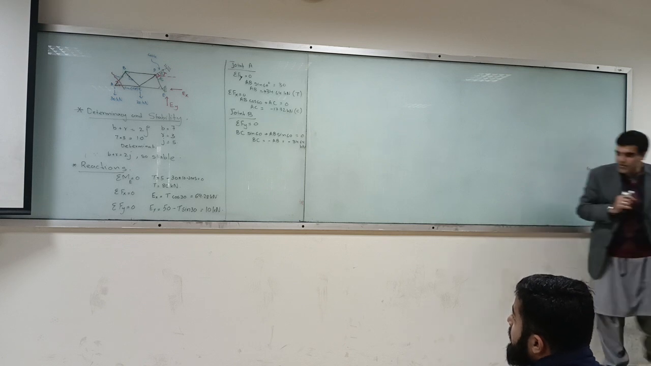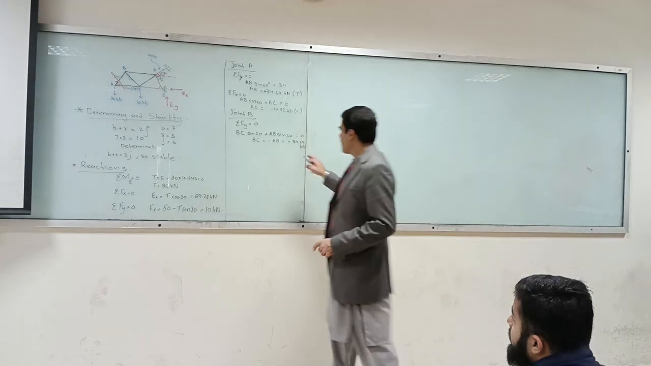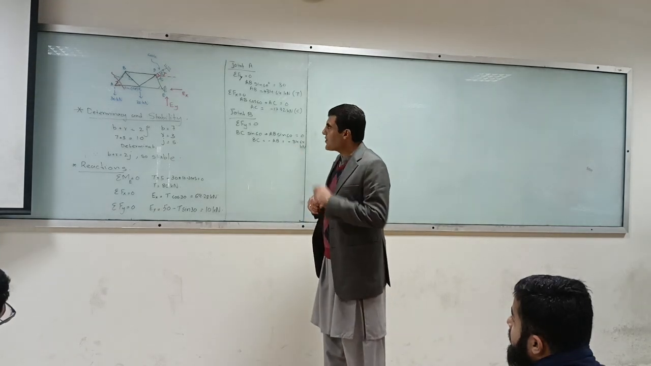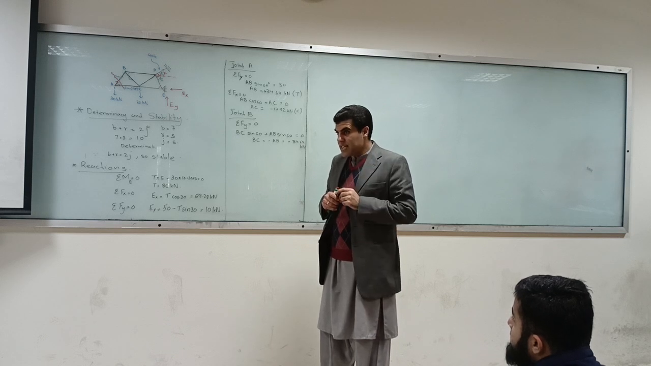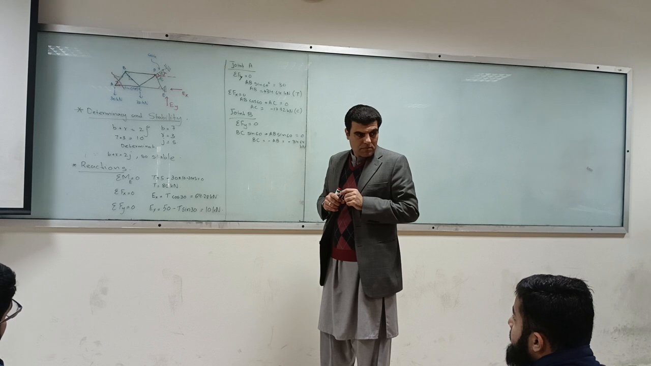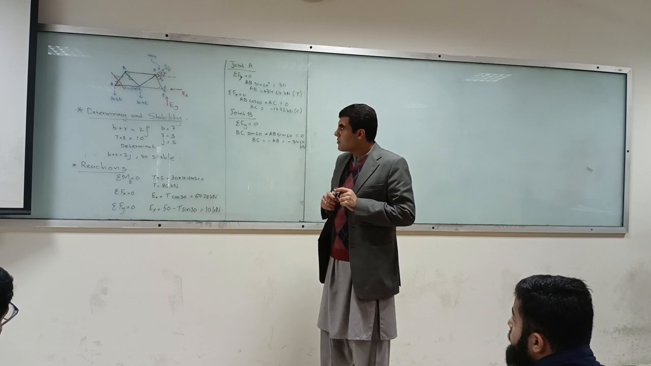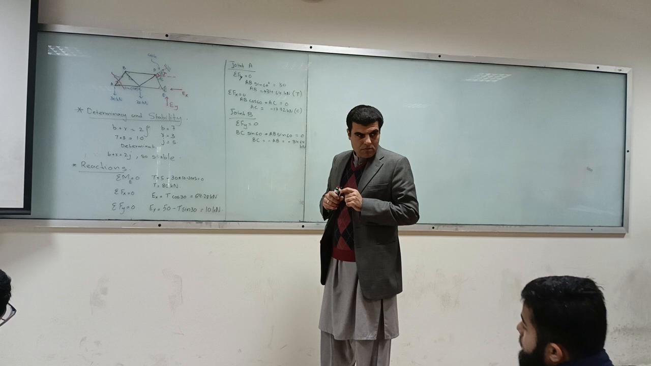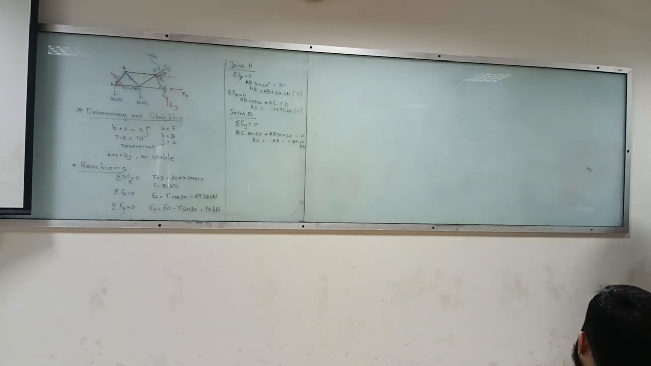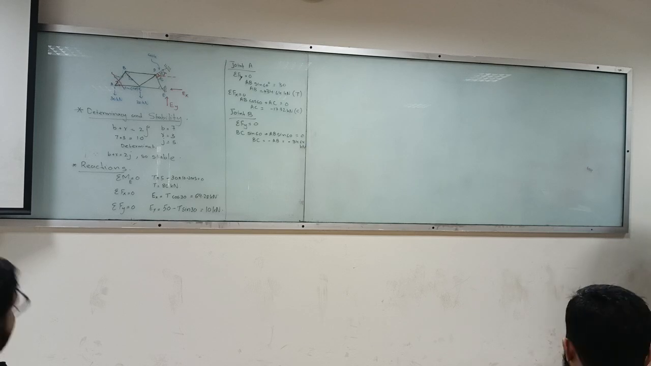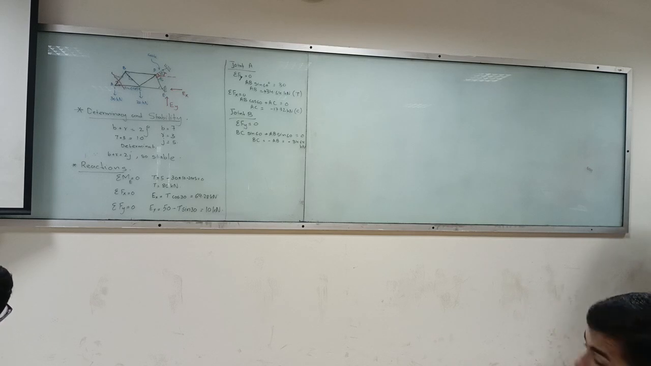So BC is in compression, 34.64, and that is in compression. And does that make sense? Why is BC in compression? Should BC be in compression? Why? I mean, common sense wise, should it be in compression? Why should this be in compression?